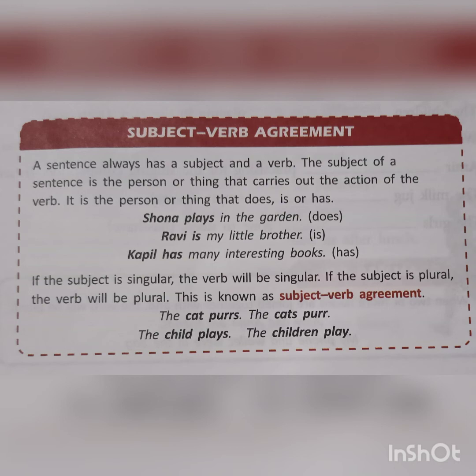Example: Shona plays in the garden, that is, she is playing. Ravi is my little brother, see, Ravi is. Kapil has many interesting books. Here Kapil is the subject and has is the verb. If the subject is singular, the verb will be singular. If the subject is plural, the verb will also be plural. This is known as subject verb agreement.